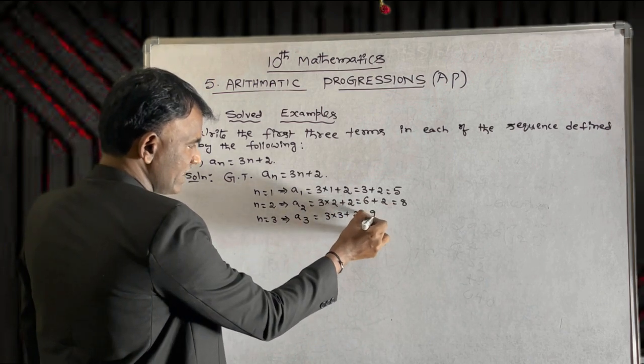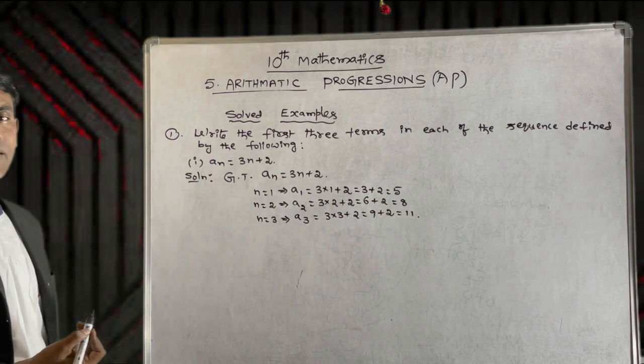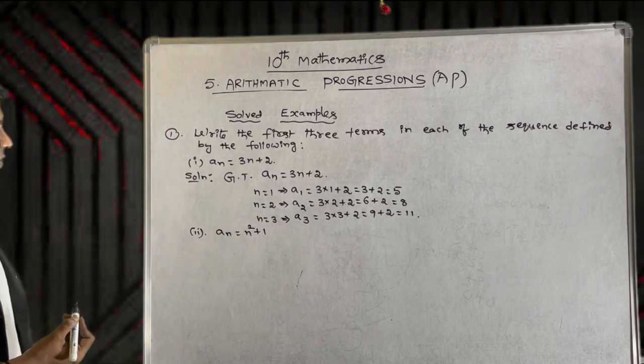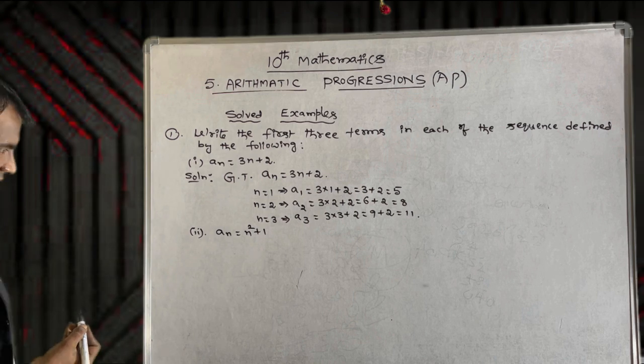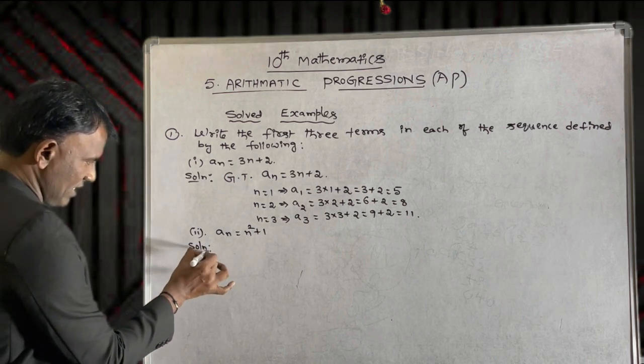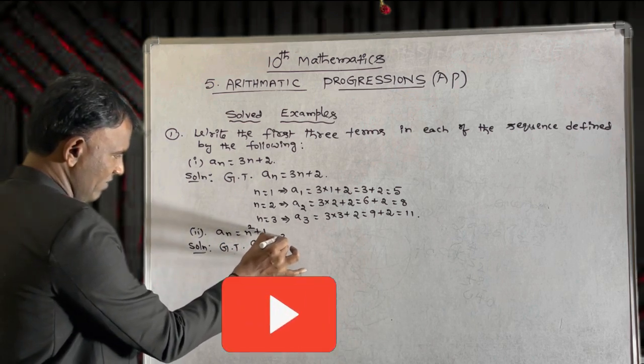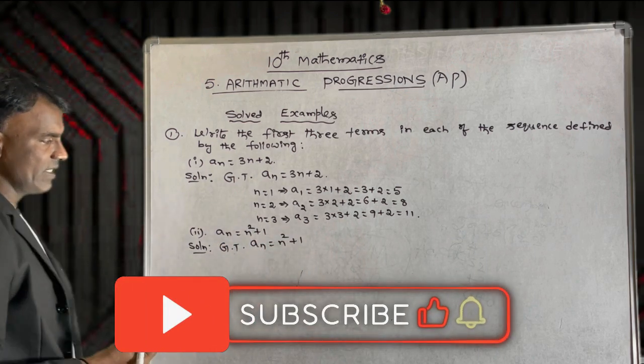So 3 into 3 is 9. 9 plus 2 equal to 11. So that is the answer for that question. Okay, now this is the second sub question. What is the given value here? An equal to n square plus 1.